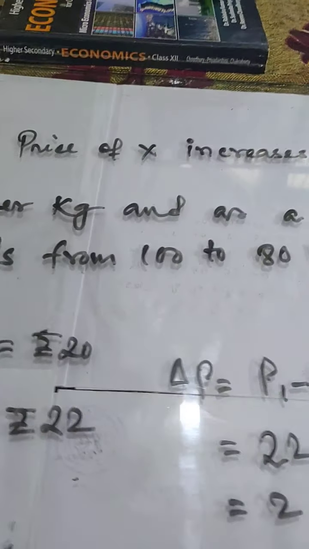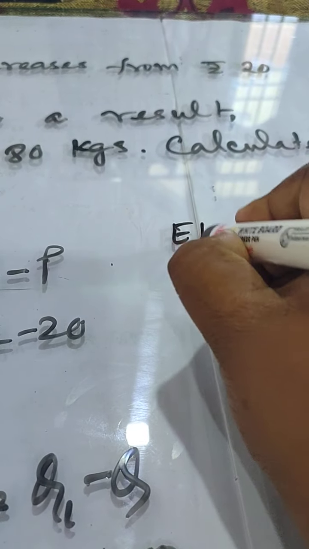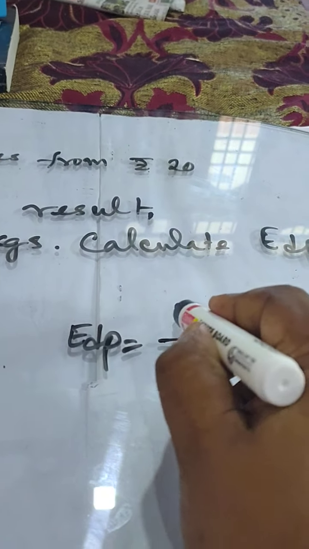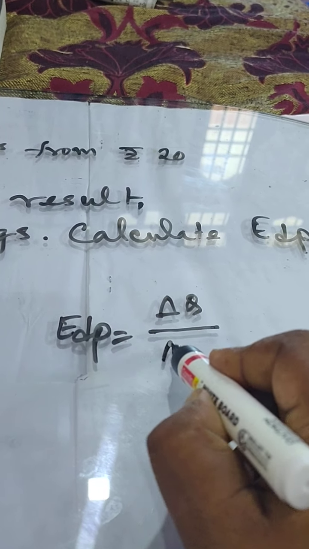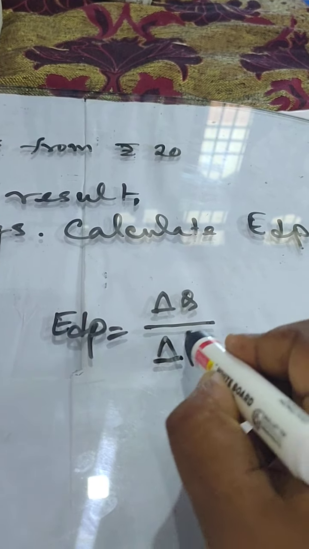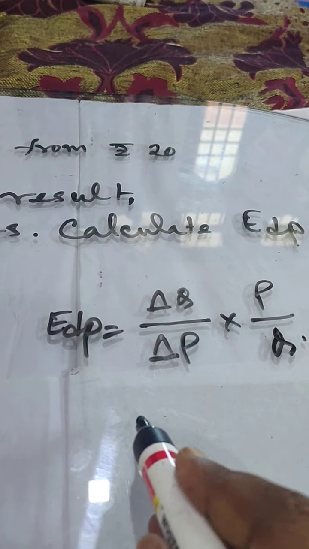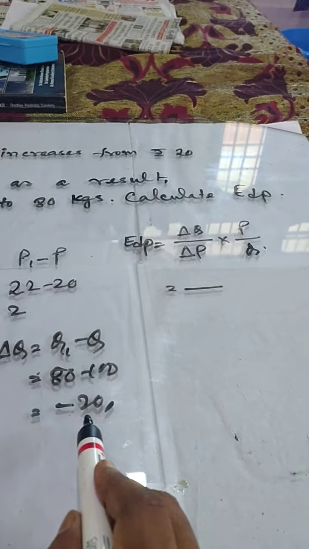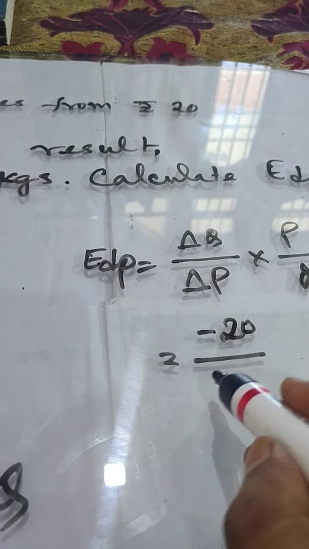Now to calculate the price elasticity of demand, what do we have? The formula, from the previous discussion, is delta Q by delta P into P by Q. So you put the values here. Delta Q, what have we got? Delta Q is equal to minus 20. So here you put minus 20, and in place of delta P you put what here? 2.